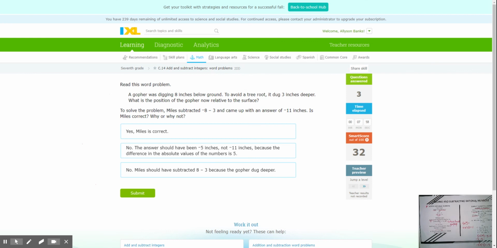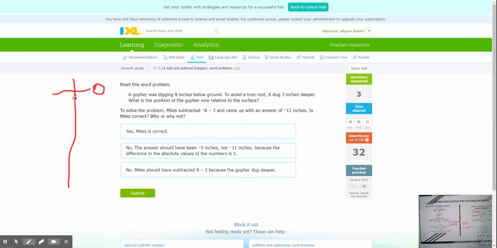Okay, a gopher was digging 8 inches below ground. To avoid a tree root, it dug 3 inches deeper. What is the position of the gopher now relative to the surface? To solve the problem, Miles subtracted -8 minus 3 and came up with the answer of -11 inches. Is Miles correct? Why or why not? Okay, so let's start with our little, I still like doing a vertical number line. If we start at the ground level here, that is 0, right?